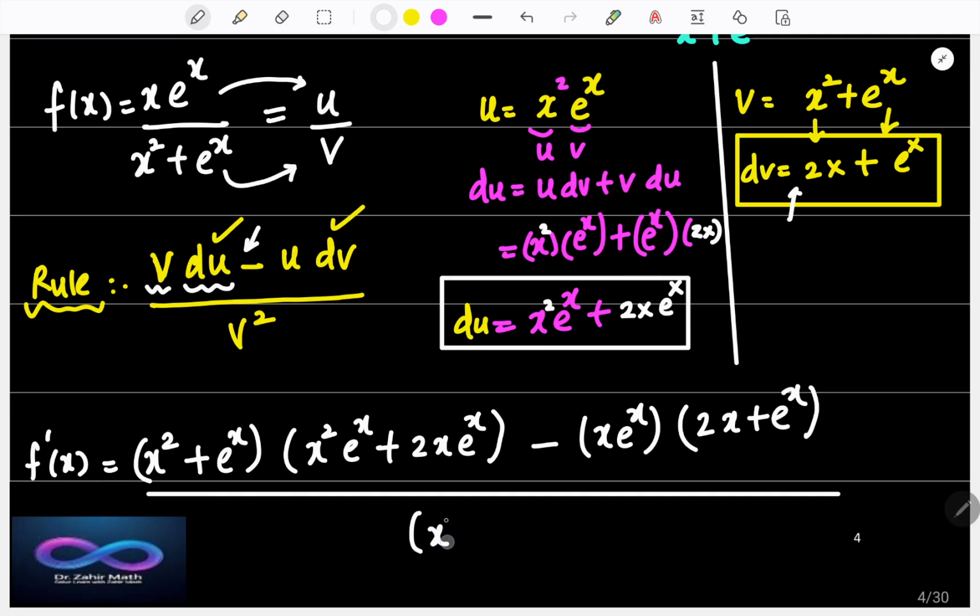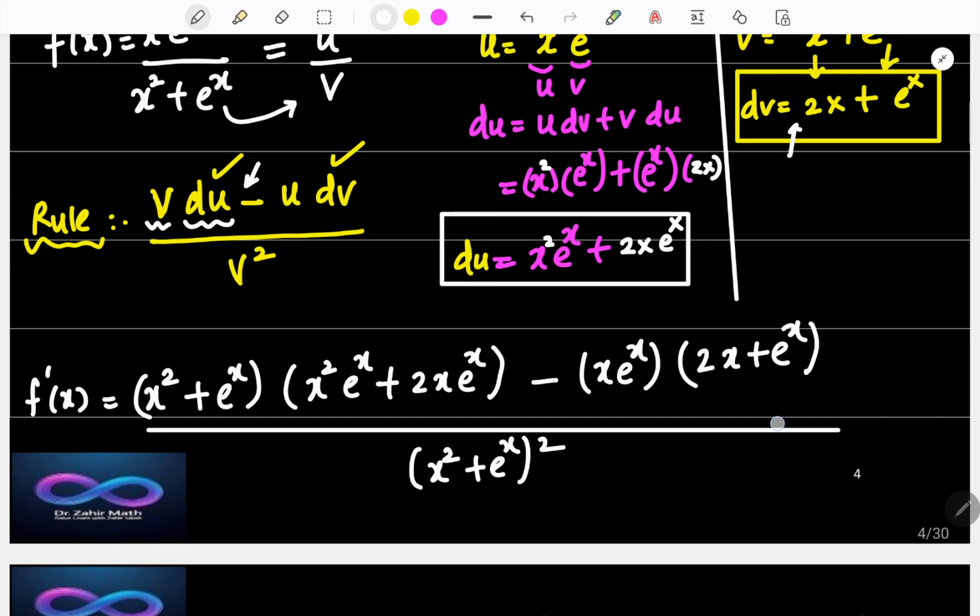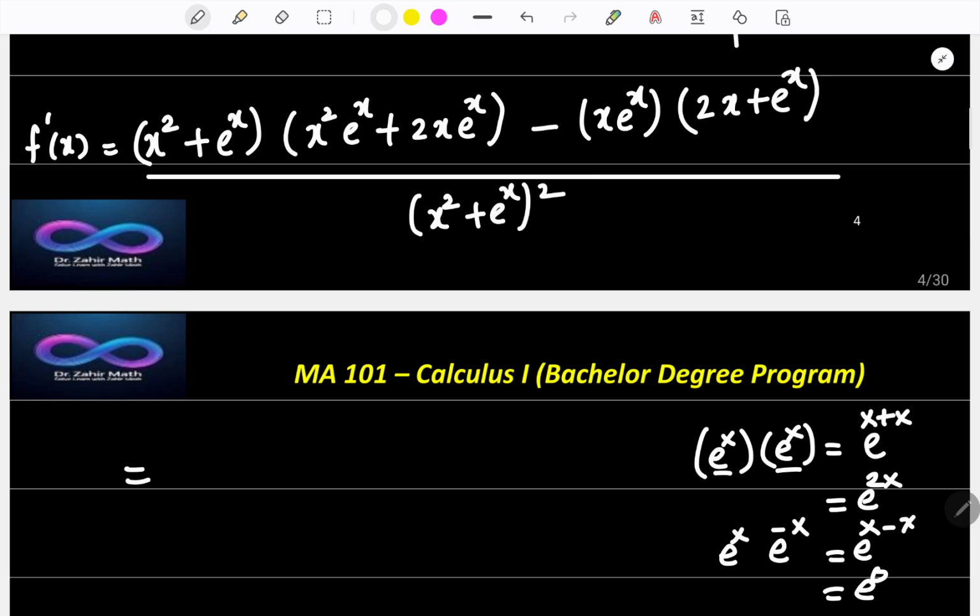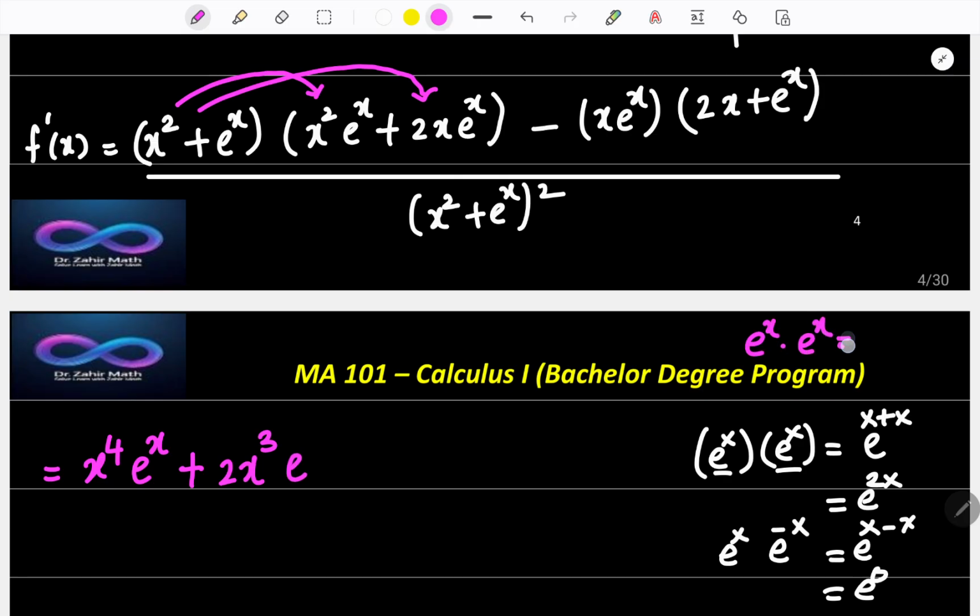What is your v square? Which is x square plus e power x, the whole square. Now I need to simplify this one. Okay, right. So let me simplify this one. X square into x square, we will get x power 4 e power x. X square into this one, plus 2x power 3 e power x multiplied by e power x. Just now I said which is e power 2x. So e power 2x. Okay, right. So 2x cube e power 2x.